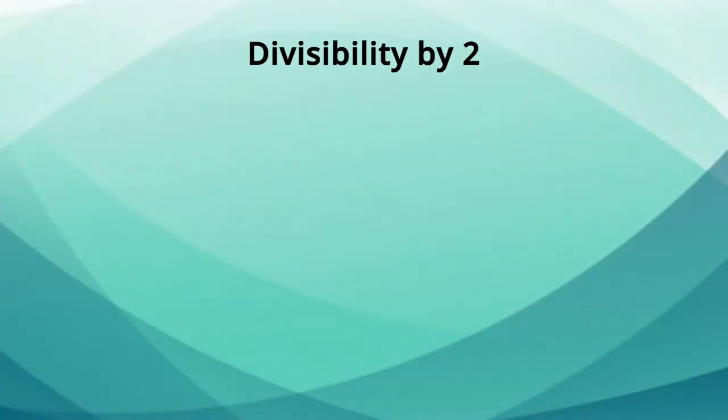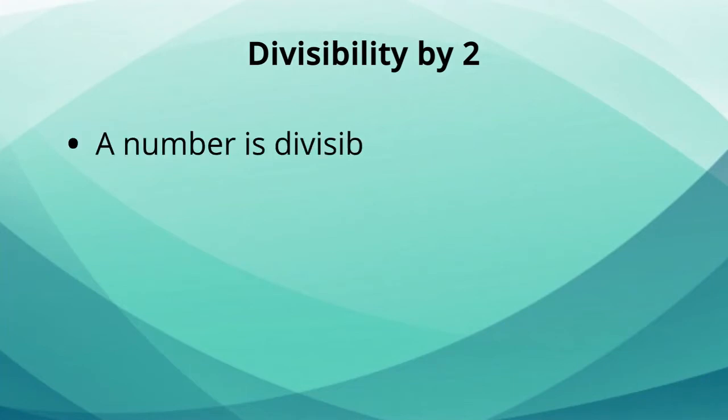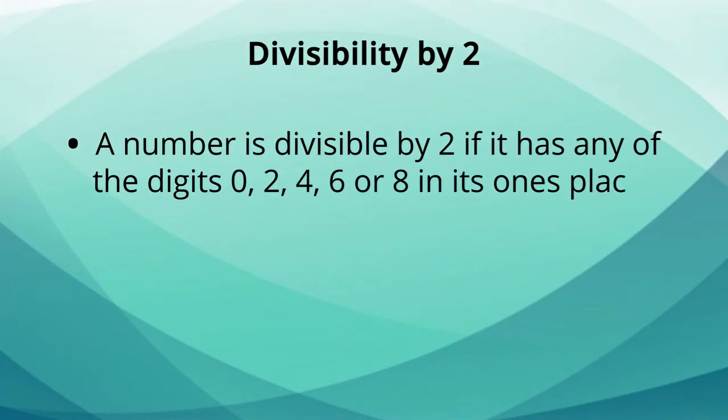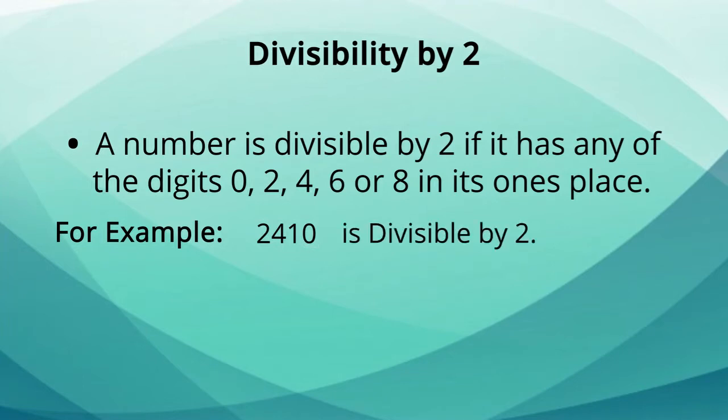Dear students, now let us discuss about the divisibility by 2. A number is divisible by 2 if it has any of the digits 0, 2, 4, 6 or 8 in its ones place. For example, the number 2410 has 0 at its ones place. So we can say that 2410 is divisible by 2.